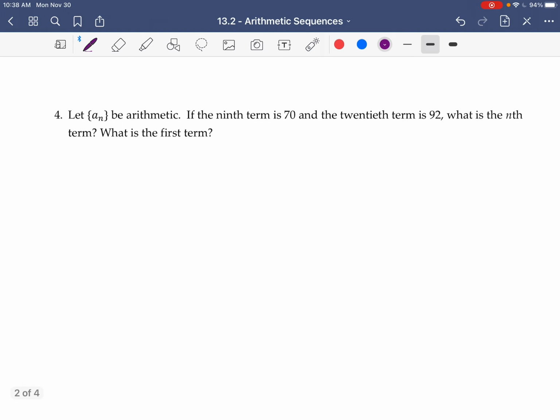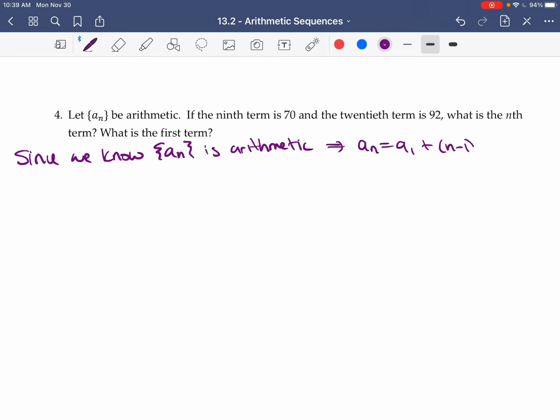Now here, I know that my sequence is arithmetic, and I know the 9th term is 70, and the 20th term is 92. What they want is a formula for the nth term and the first term. Since we know the sequence is arithmetic, that means an is a1 plus n minus 1 times some d.